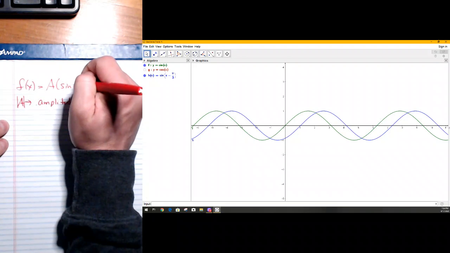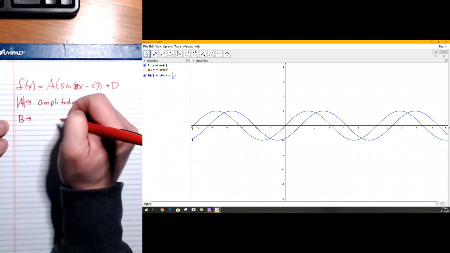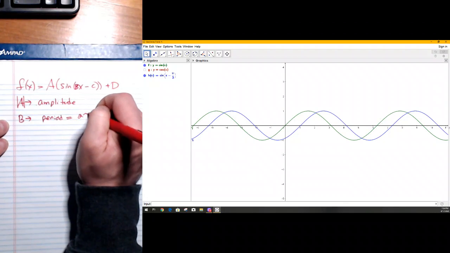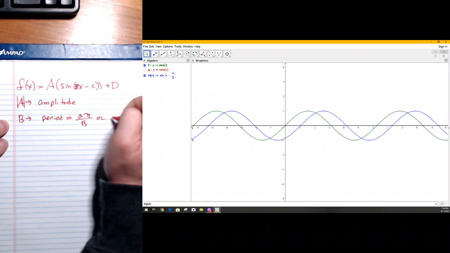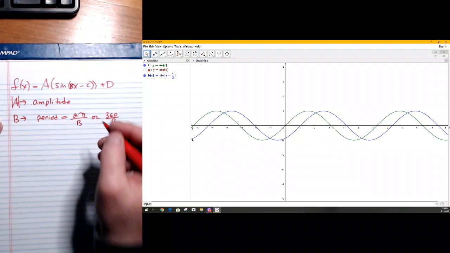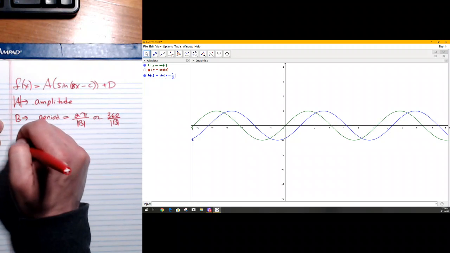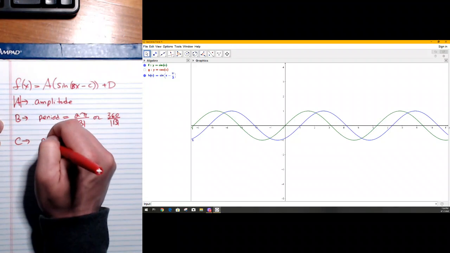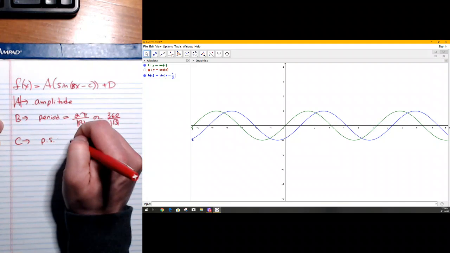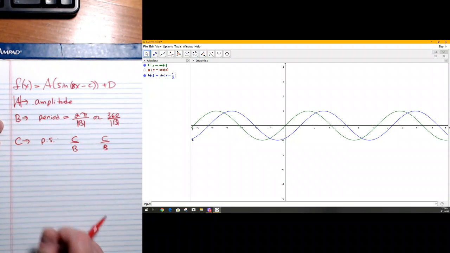I forgot B here. B gives us the period. And the period is equal to 2 pi divided by B, or 360 degrees divided by B. These are always positive as well, so we'll put absolute values around those. C gives us our phase shift. Now our phase shift is a little bit complicated because we actually have to do C divided by B in both of these cases.